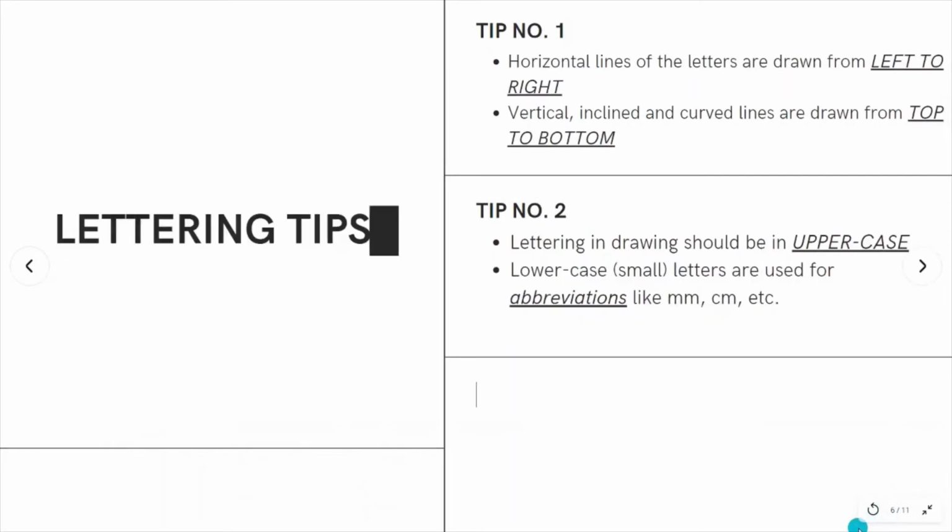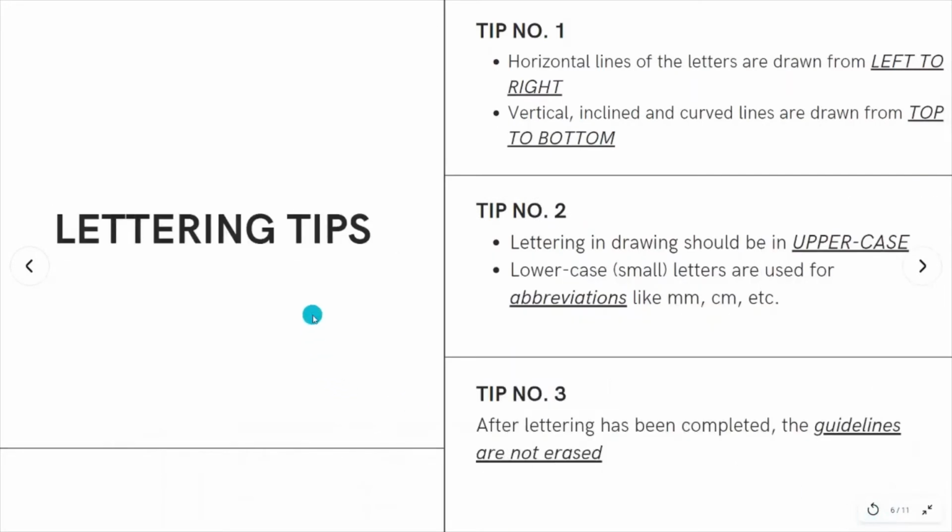Okay, here are some of our lettering tips. Tip number 1, horizontal lines of the letters are drawn from left to right. So not right to left, but left to right. Then vertical, inclined, and curved lines are drawn from top to bottom. So top to bottom. Okay.